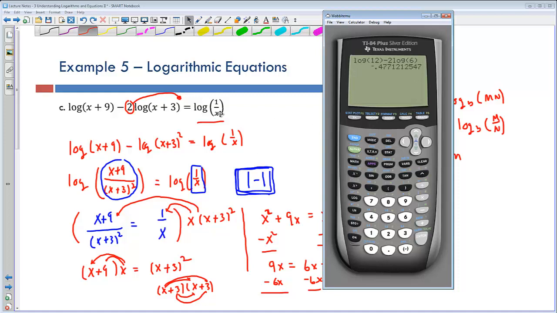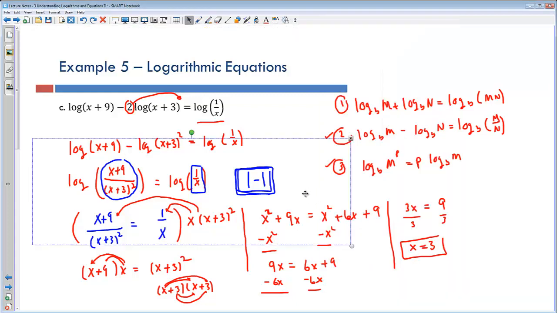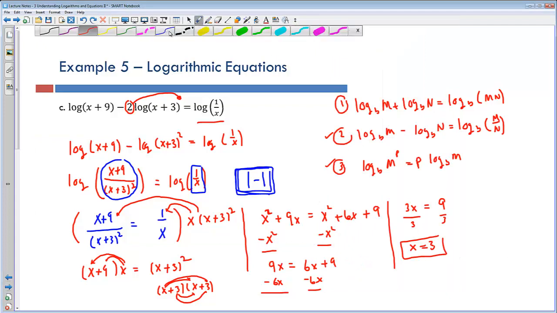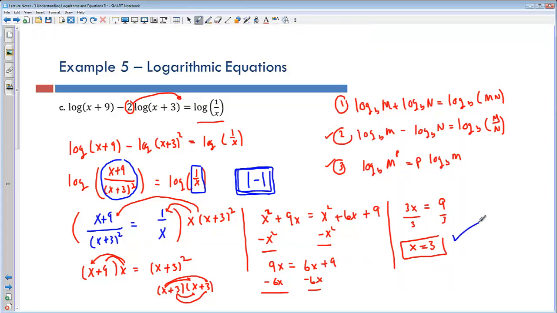Now, I don't know if that's this answer over here, so I need to plug in 3 there to see what it is. So I get log of 1 divided by 3. And I see that the answers are exactly the same. So I know that I actually did it right. So if you want, I can put a check right there by the answer because I checked it with my calculator, so I know it's right now.